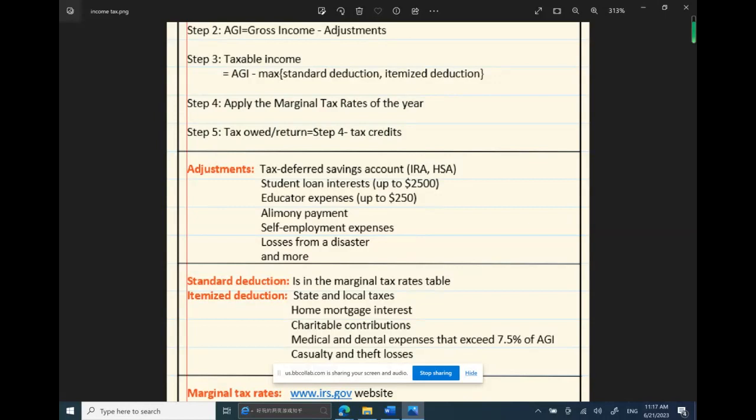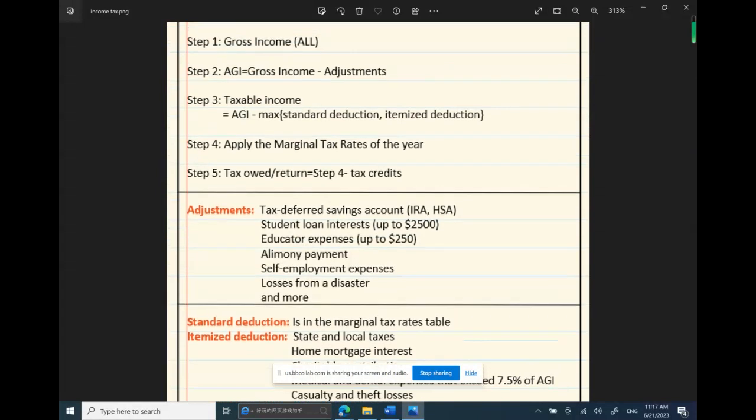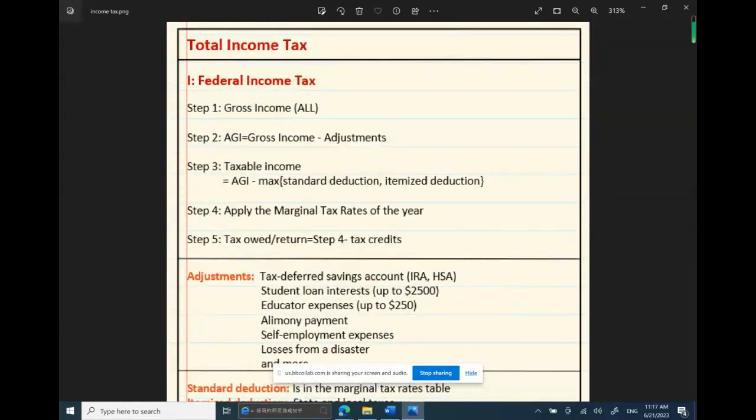Student loan interest up to $2,500, those are adjustments as well. Educator expenses up to $250. Alimony payments, self-employment expenses, losses from a disaster, and other items. So those are adjustments. If any of those apply to you, then you subtract those amounts from your gross income to have your AGI. AGI stands for adjusted gross income.